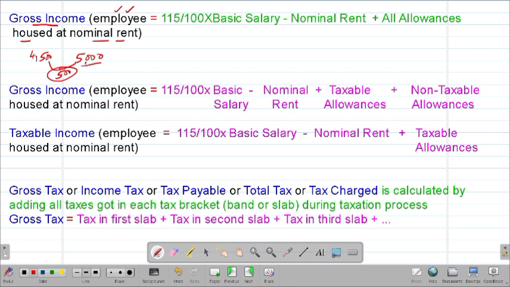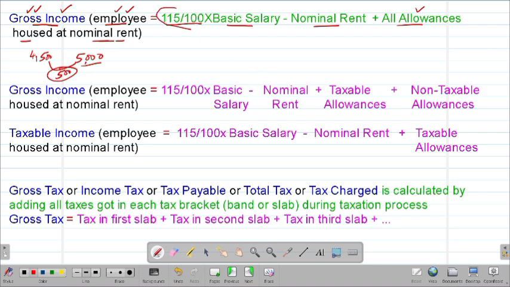So this is a case whereby the employee is being housed by the employer at a nominal rent. If such a situation occurs, then the gross income will be equal to 115% of the basic salary, then you subtract the nominal rent, then you add all the allowances. Remember, we are talking of gross income. Therefore, we are considering both the taxable allowances and the non-taxable allowances.